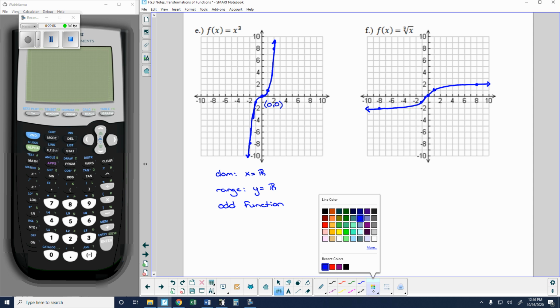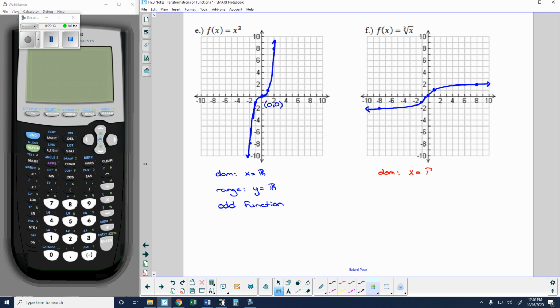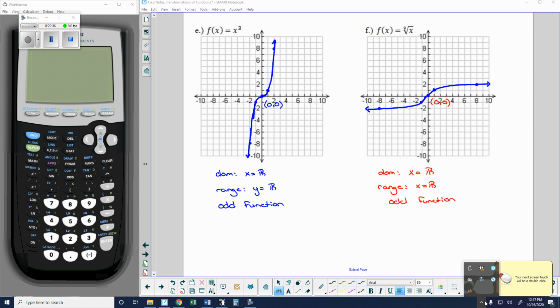Finally, the last one, the cubed root function. It does go to the left forever and to the right forever, so its domain is all real numbers. Its range is all real numbers. This function is an odd function. It also has an initial point of 0, 0. So these are our 6 basic functions that we are going to use to take a look at transformations in this target, but also throughout the year as we progress into Algebra 2.